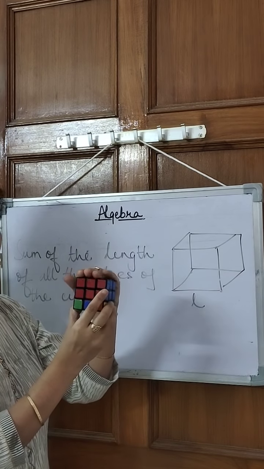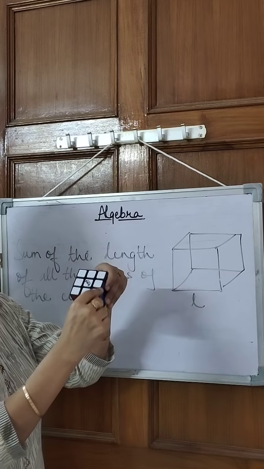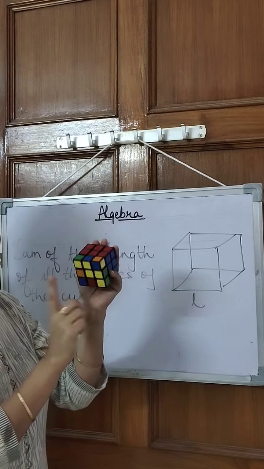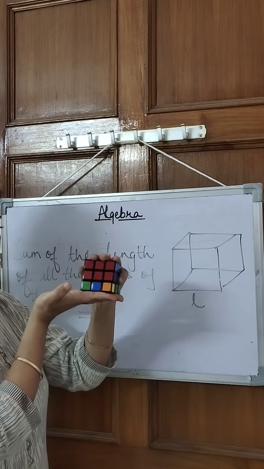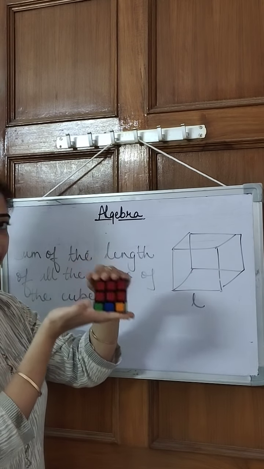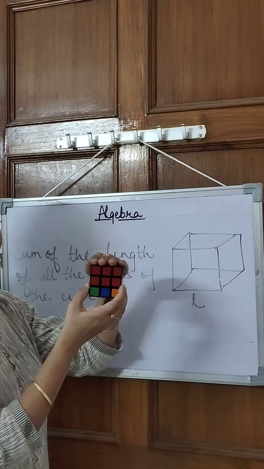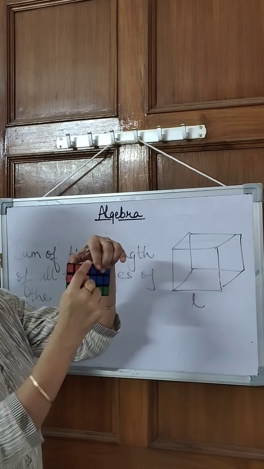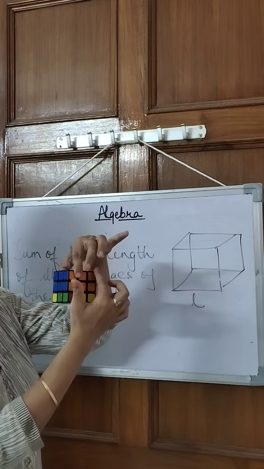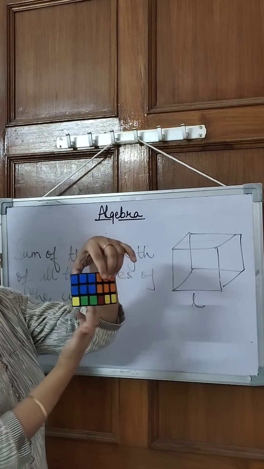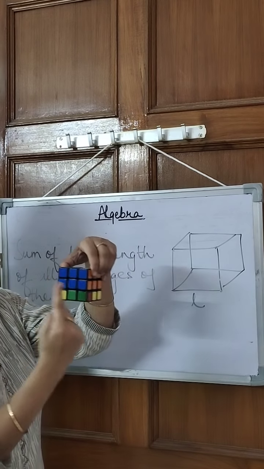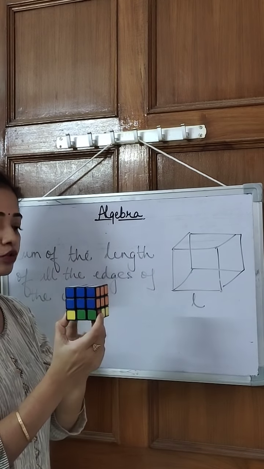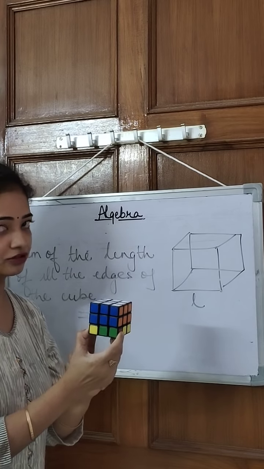These are edges. Okay, so how many edges are there? If I take this top part, it has 1, 2, 3, 4, 4 edges. Now if I take this bottom part, 1, 2, 3, 4, 4 edges. So 4 edges here, 4 edges here, 8 edges, and I can see edges here as well. 1, 2, 3, 4, 4 edges here also. So 4 here, 4 here, and 4 here. So total how many edges are there? Total 12 edges are there in a cube.